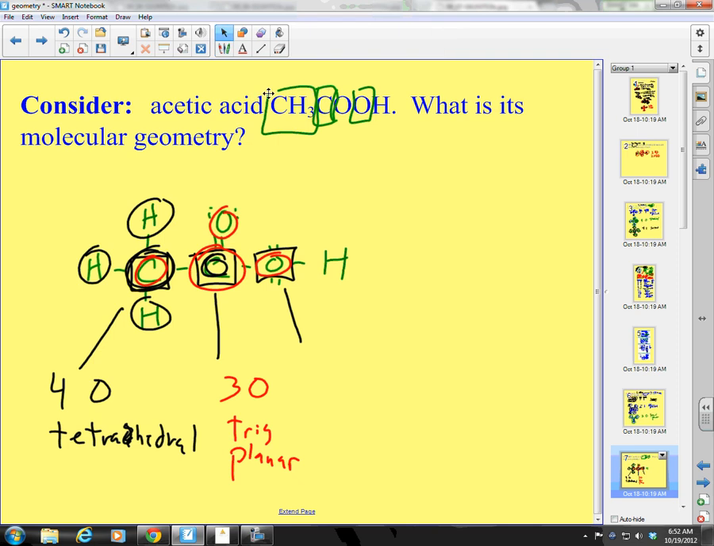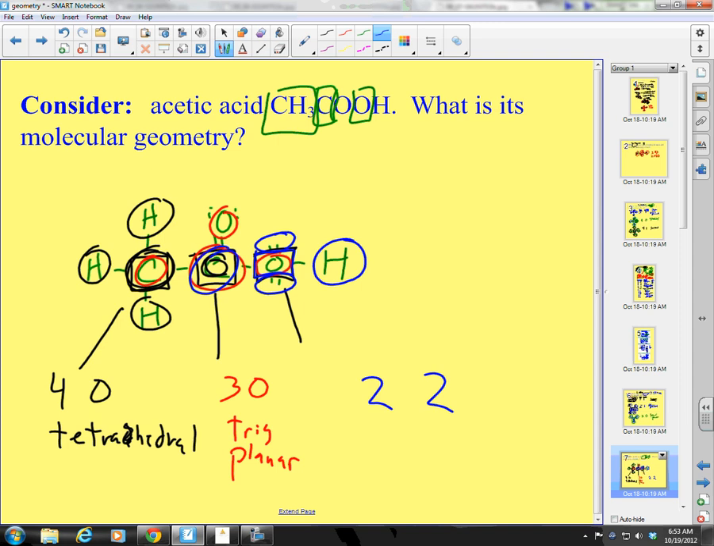And what about my oxygen? Let's look at this oxygen here. It has 2 atoms bonded, and it has 2 unshared pairs. It is a 2, 2, and when we look at our chart, it would be bent. So that's how you handle something that is more complex. You have to look at every central atom and get a shape around every central atom. So this is tetrahedral around the first carbon, trigonal planar around the second carbon, and bent around the oxygen.